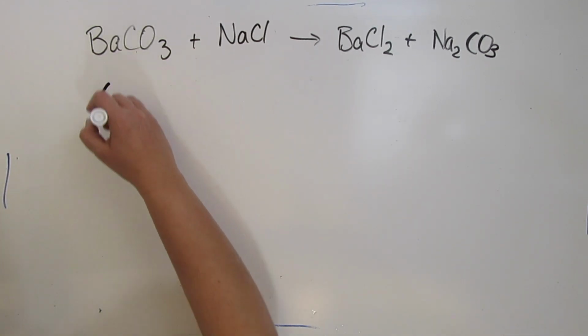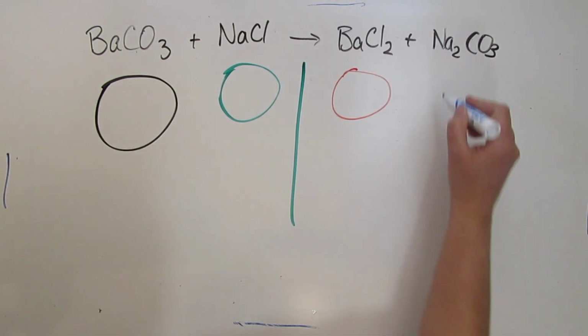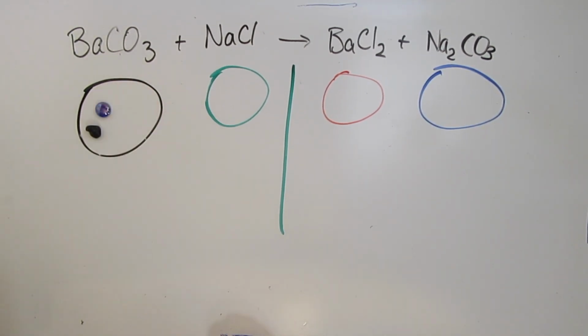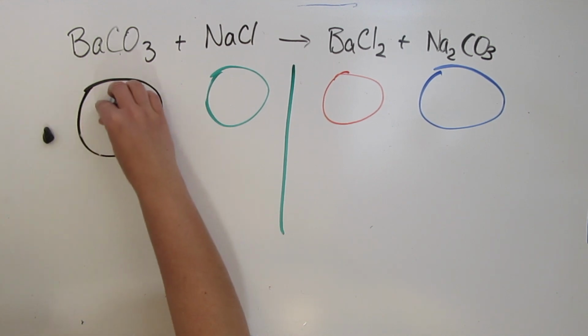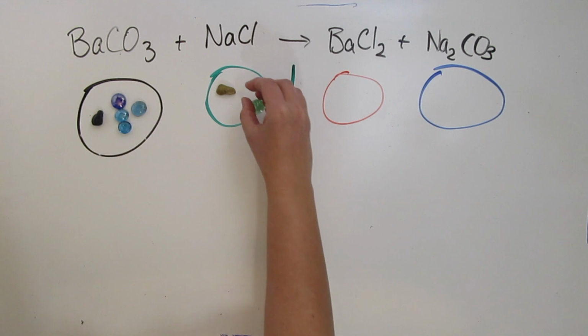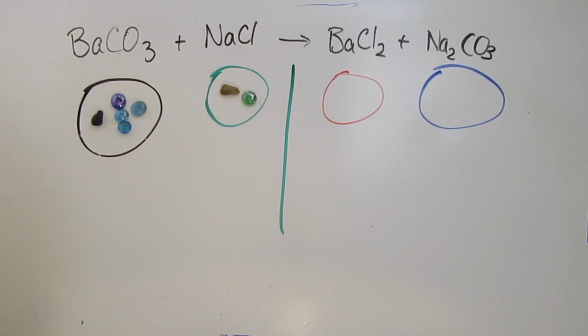So the reason these equations freak people out is because they don't understand a very simple principle, which is that when you have these molecules, right, here's our, this is going to be, the blacks are going to be barium, and the sodiums are going to be these browns here, and the green will be chlorine, this time instead of hydrogen.